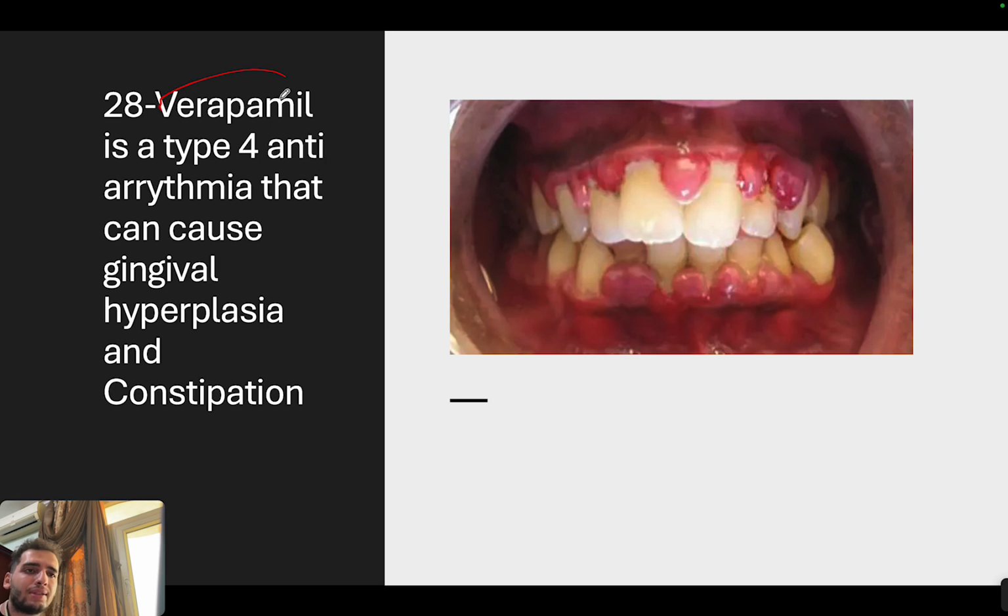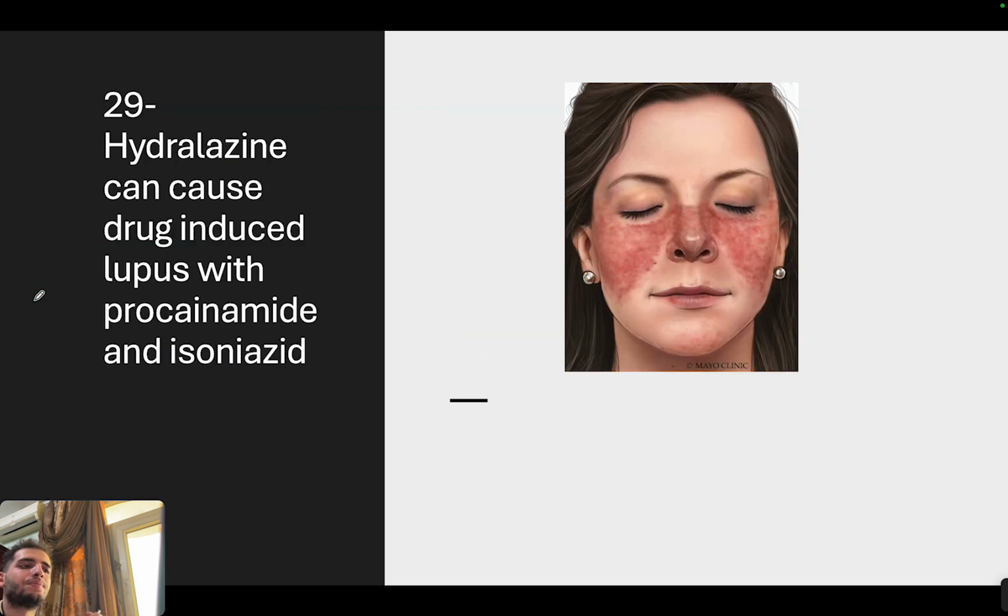Verapamil, on the other hand, is a type 4 antiarrhythmic drug, and it can cause constipation and gingival hyperplasia. Now remember the drugs that can cause gingival hyperplasia. We have phenytoin, right? We have cyclosporin, and the other one here is verapamil, okay? Which is a calcium channel blocker. It's a non-dihydropyridine calcium channel blocker, okay?